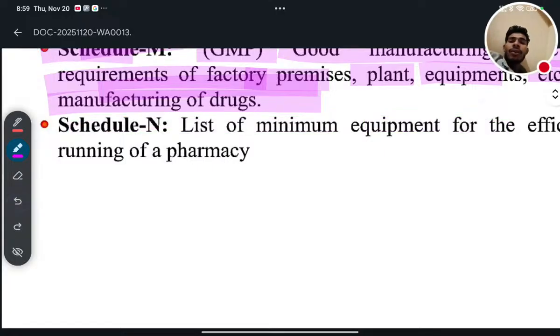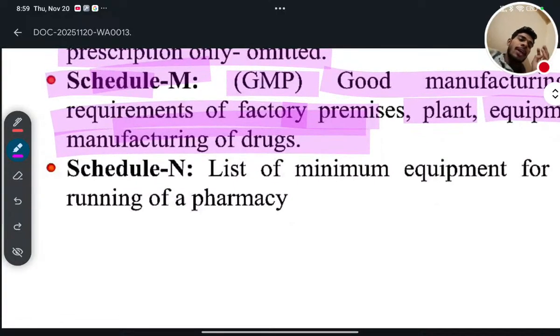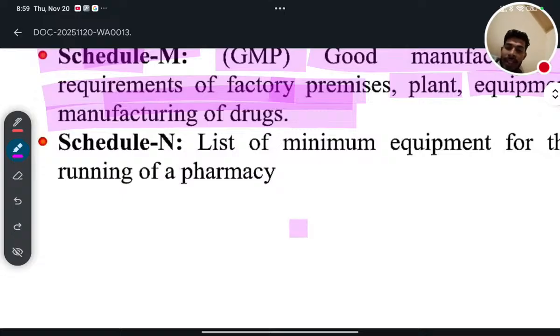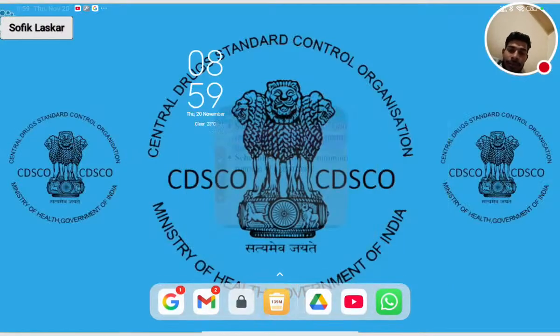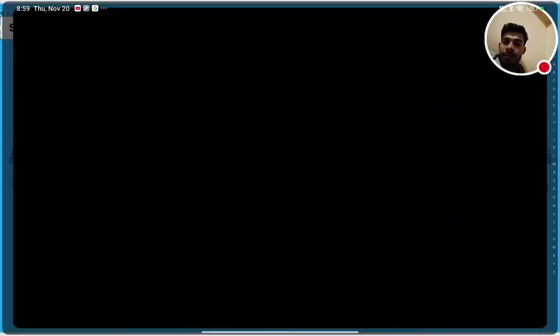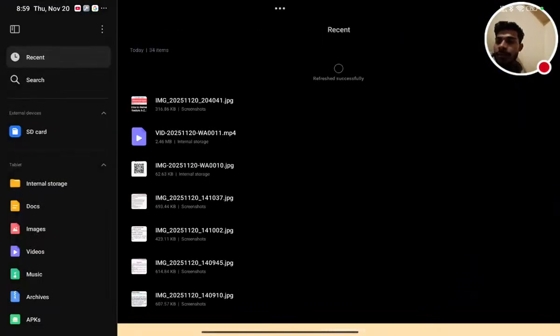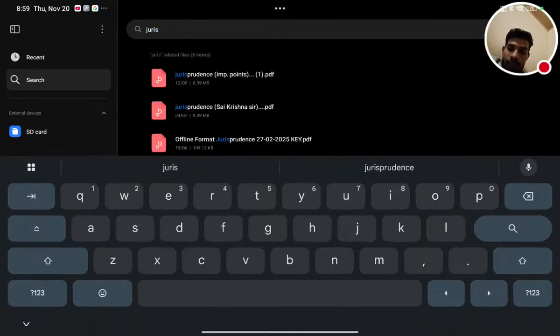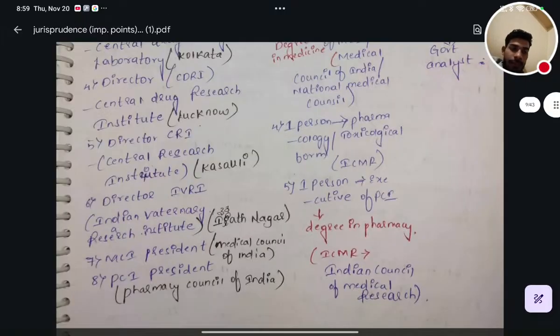After that, after M you will see M1, M2, M3. These things are not mentioned here, I think. Okay, but I will show you. One second. You have to remember these also. These are also very important.